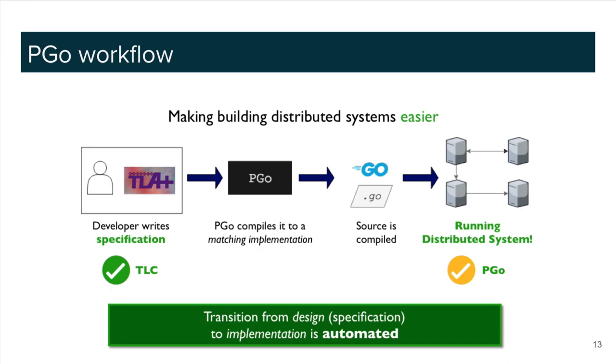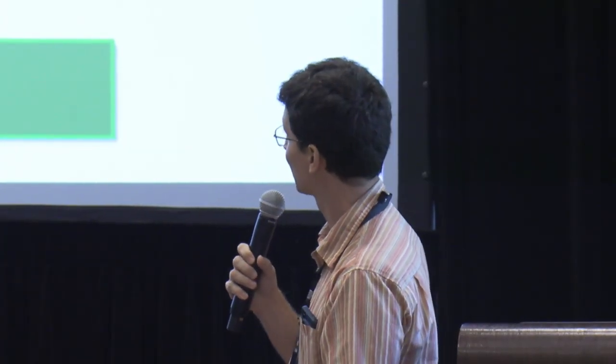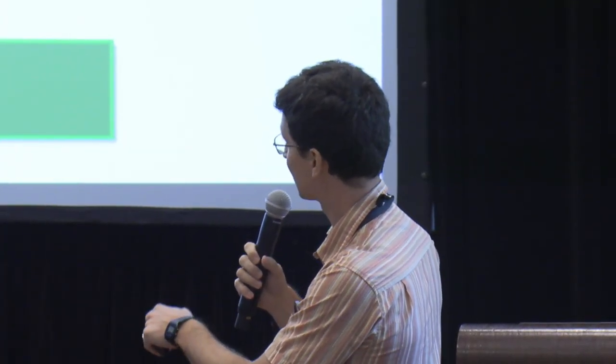To simplify that diagram a little bit, this is the workflow that we're imagining. The developer would write the model in the spec, and they would model check it using TLC. Then they would give it to this black box, PGO, with possibly a few more inputs that we'll talk about. The source is compiled, and then you get this running system. So the idea is to transition in an automated way from a design to an implementation.